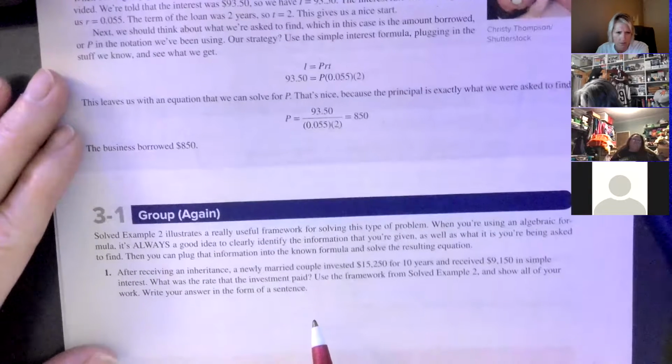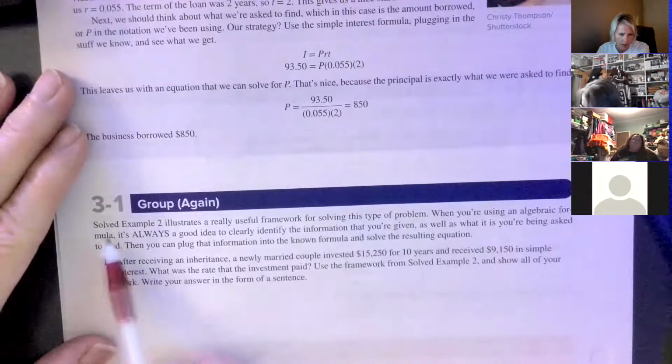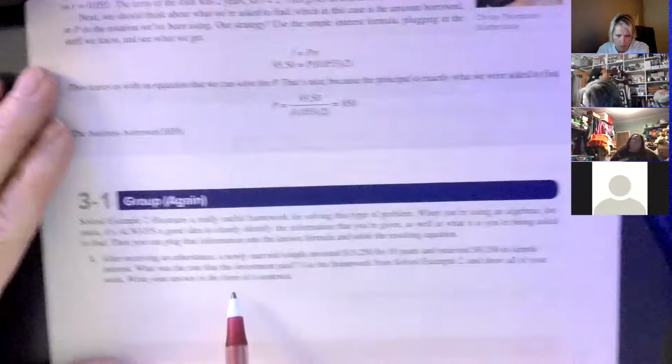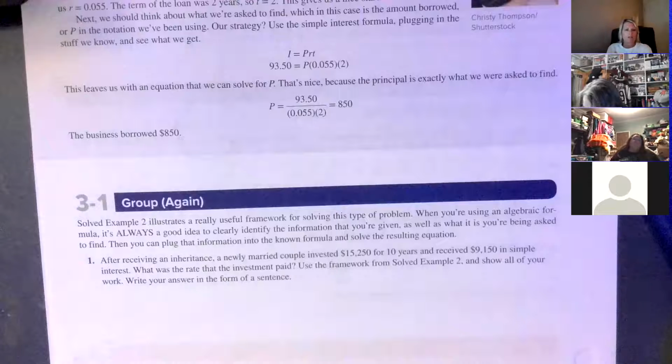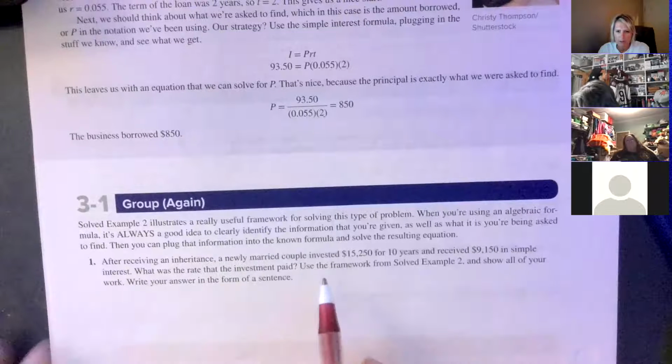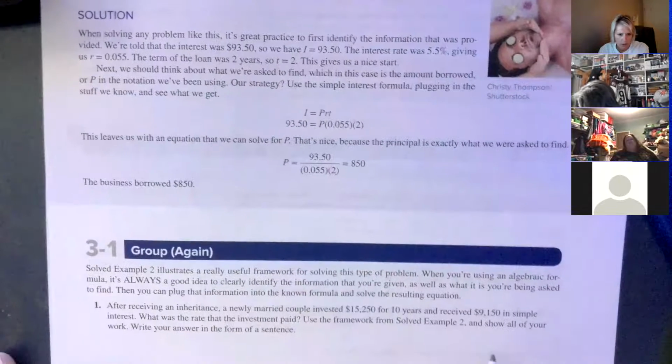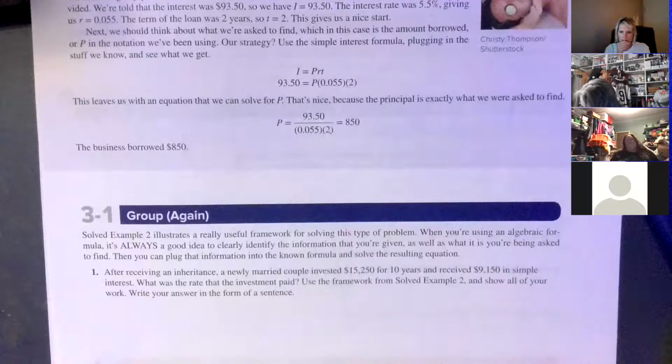So now we are going to follow solved example 2 as a useful tool to help us. Number 1 says, after receiving an inheritance, a newly married couple invested $15,250 for 10 years and received $9,150 in simple interest. What was the rate that the investment paid? Use the framework from solved example 2, so there's strategy right here, and show all of your work. Write your answer in the form of a sentence.